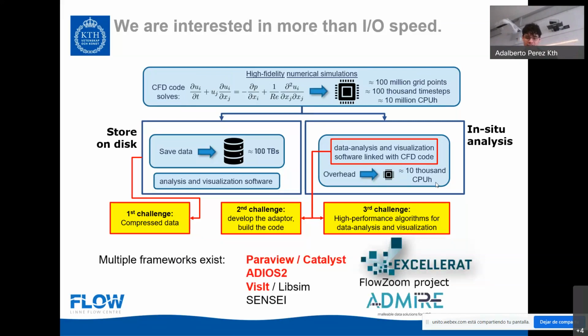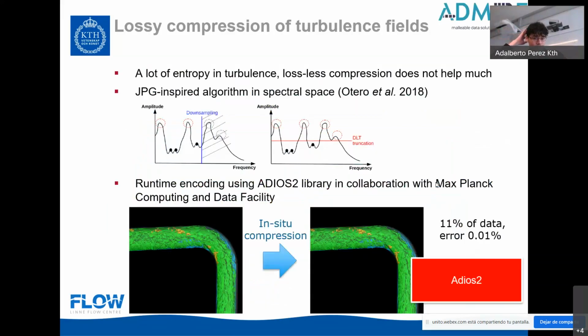And we are doing these things at KTH in collaboration with many projects. One of them is Admire, but there are also some other European projects where we have been interested in doing this. In particular with Admire, we are working on lossy compression, because the thing about turbulence is that since it has some sort of random nature, these lossless compressors that try to exploit some patterns sometimes struggle a lot with turbulence.